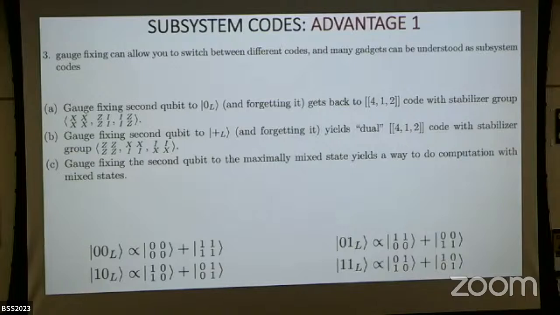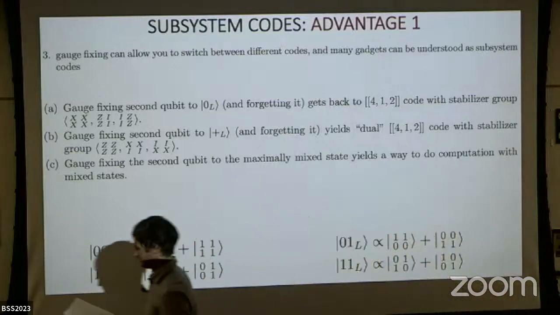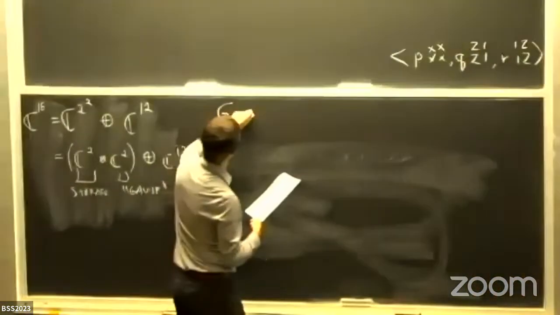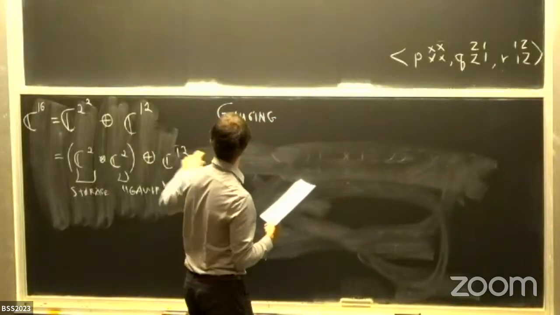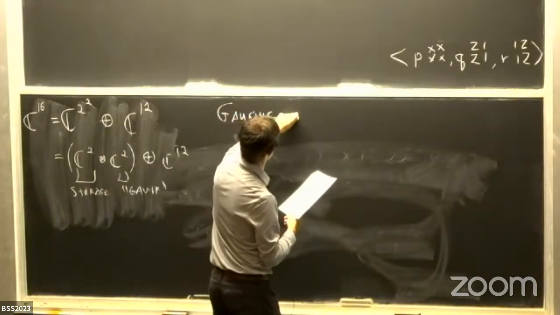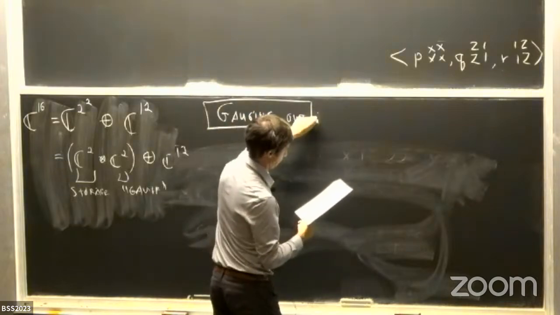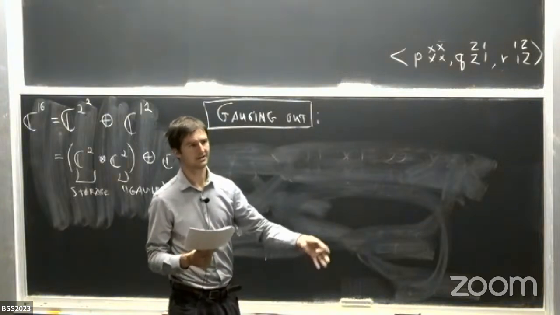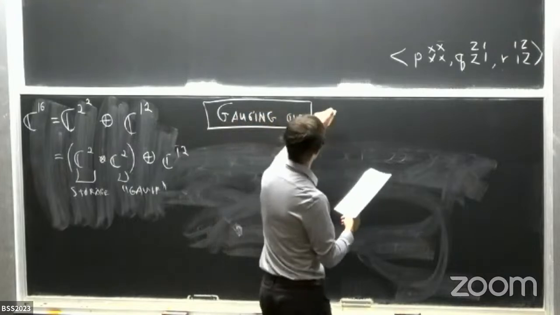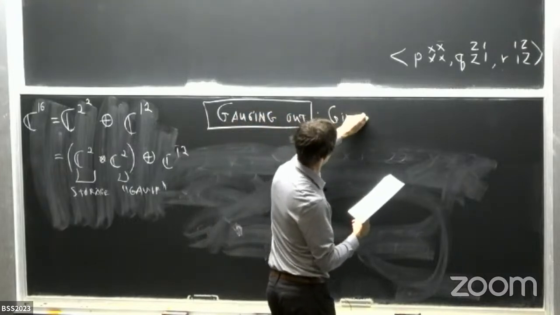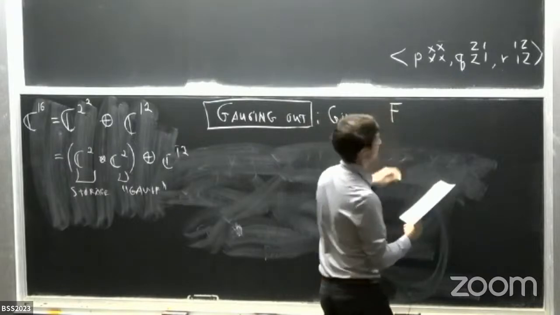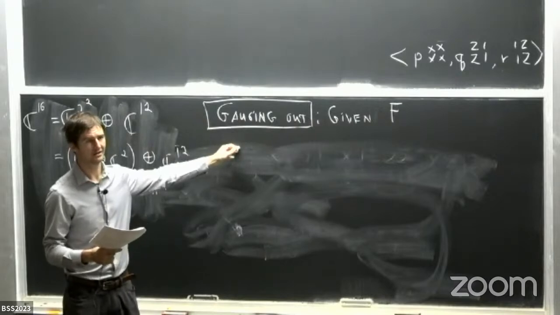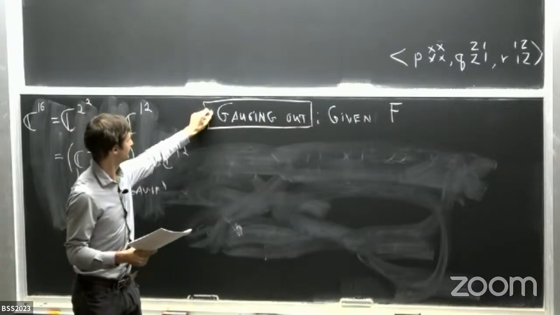How is this done? How do you forget certain logical qubits and move them to gauge? The process of assigning some logical qubits into gauge is called gauging out. It involves moving logical Paulis from the logical Pauli group into the gauge group. This is going to be one of three different dynamical procedures I'm going to talk about in this lecture and the next. This is the first one.